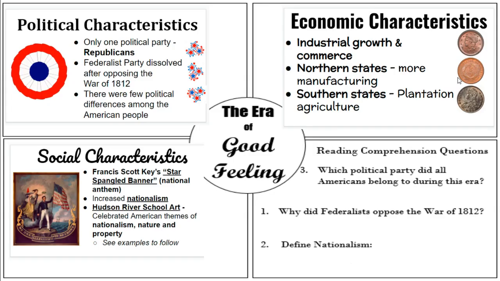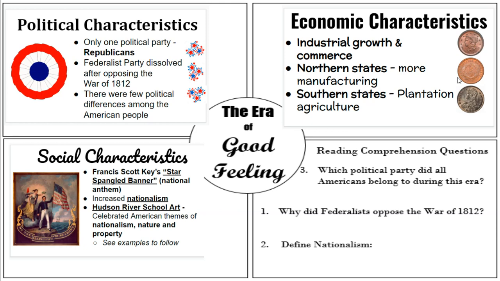So going back to the Era of Good Feelings once again, looking at this era, we see some major characteristics here. The political characteristics included that there was just one political party, the Democratic Republicans, which were soon becoming known as just the Republicans. The Federalist Party is going to dissolve after opposing the War of 1812, and there's not a lot of political differences among the American people.